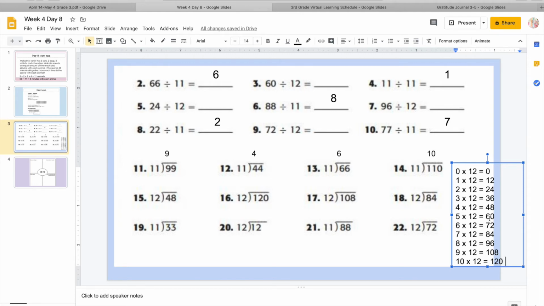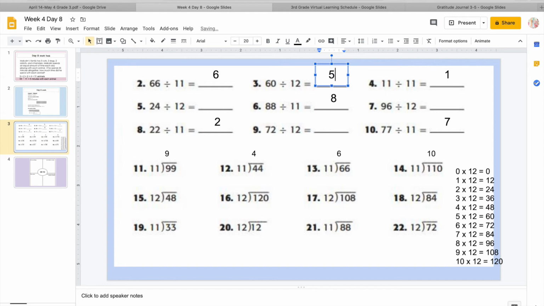Oh, I have a 60, check. I have a 12, check. I am missing a 5. So my answer is going to be 5. Okay, did you guys see how I did that?